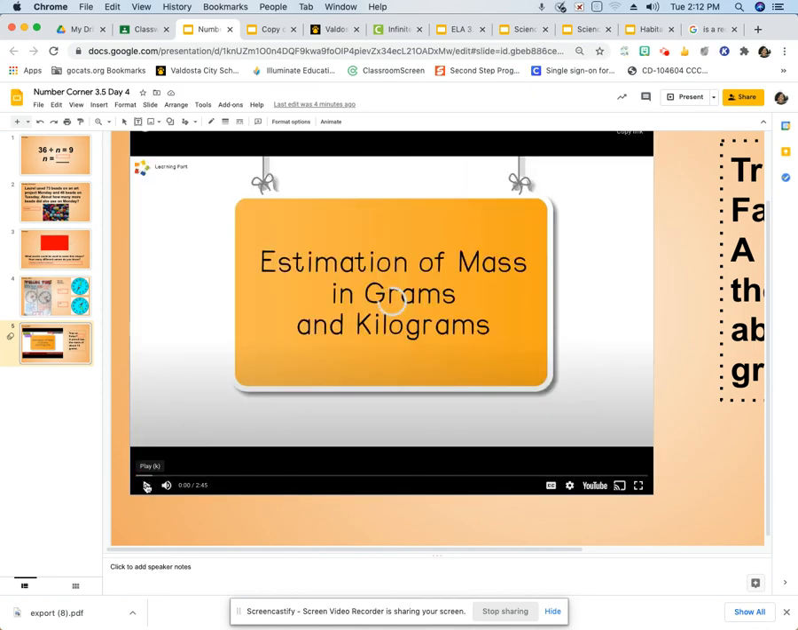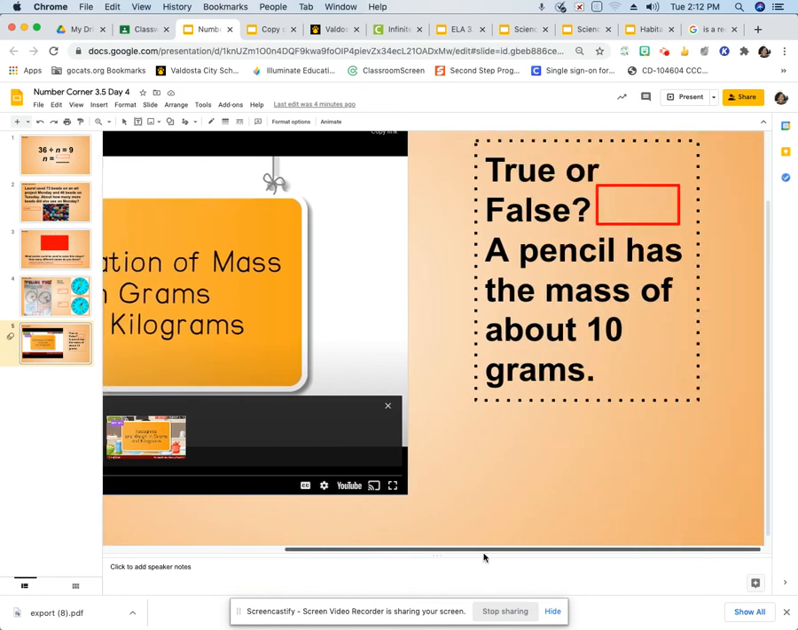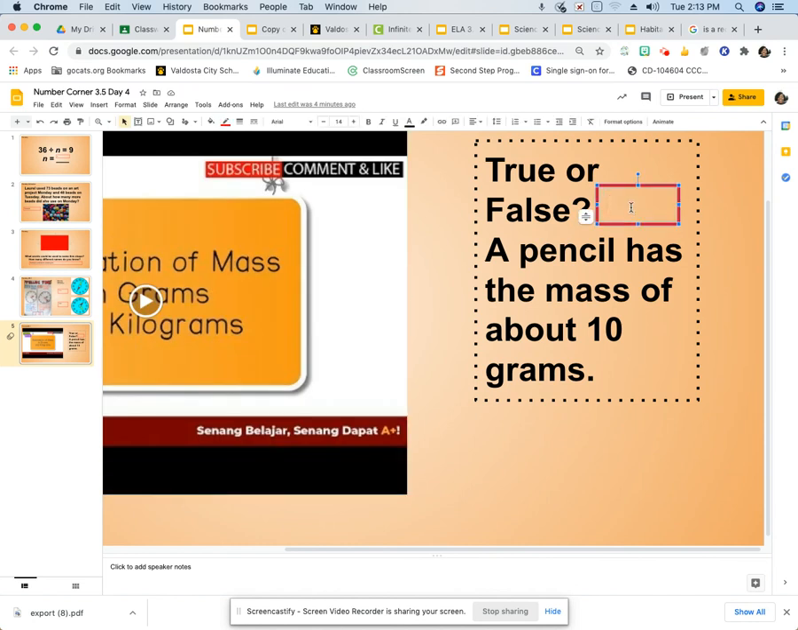Okay, so to answer the question, all you do is look at the video. The first part, true or false, a pencil has the mass of about 10 grams. Some of you didn't even answer this question. The answer is true. So that is how you do that question.